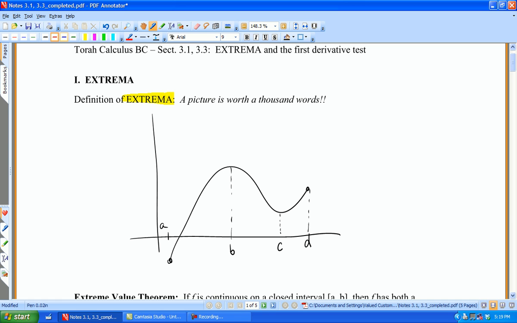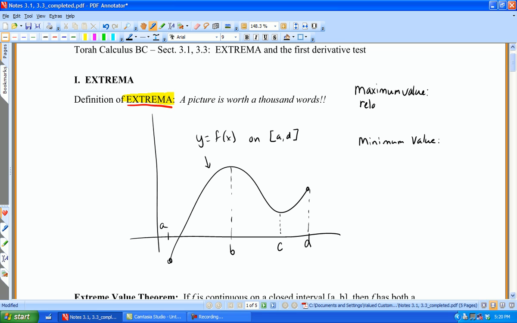The word extrema is a word that includes two other words. Extrema means we're either talking about a maximum value or a minimum value. Now, when we have a maximum or a minimum value and we're looking on just a closed interval like this, we're just looking at this function only on the interval from A to D. There are two types of extrema. One is called relative extrema. The other is called absolute.